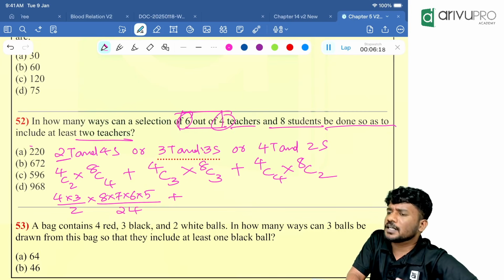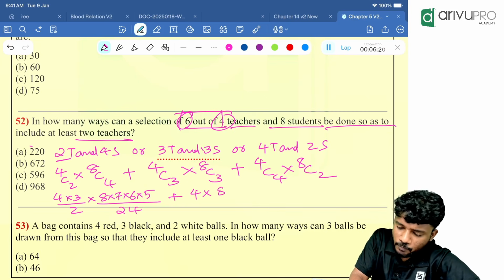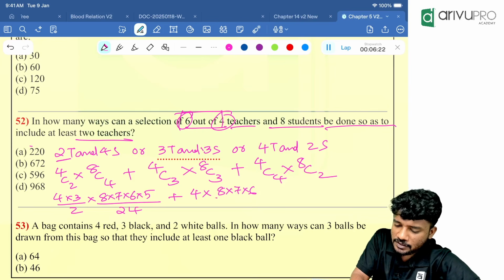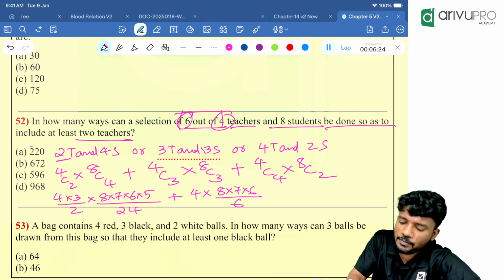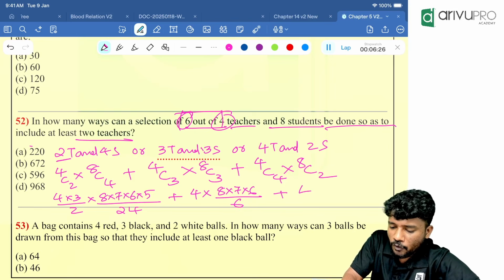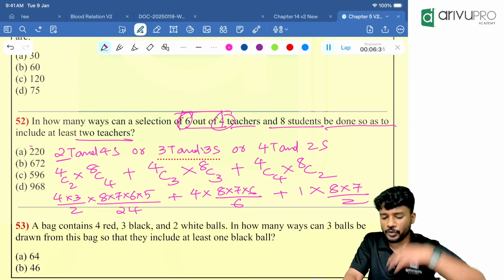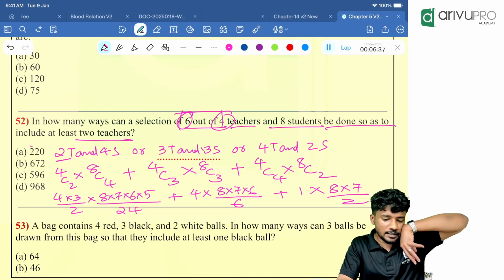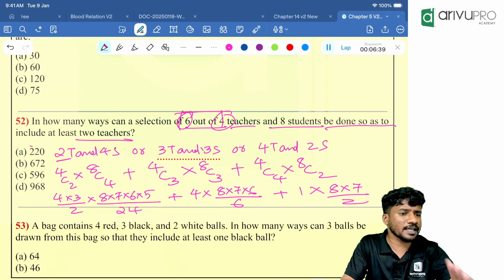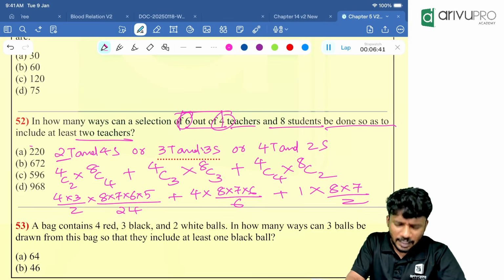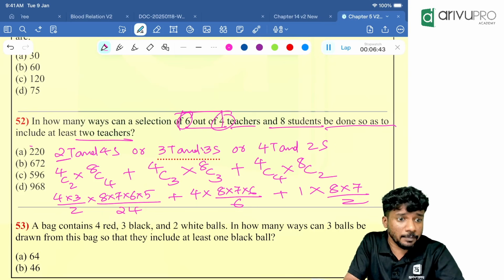Plus 4C3 is how much? 4C1. 4C1 is how much? 4 into 8 into 7 into 6 divided by 3 factorial is how much? 6. Plus 4C4 is how much now? Into 8C2 is how much? 8 into 7 divided by 2. Use calculator, get me the answer. Use memory calculation. Don't go for cancelling and all. It will take another 10 seconds maybe for some people.